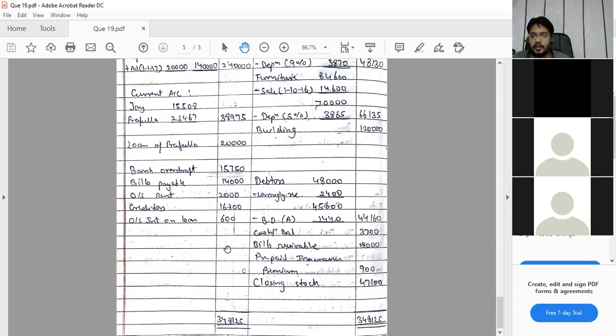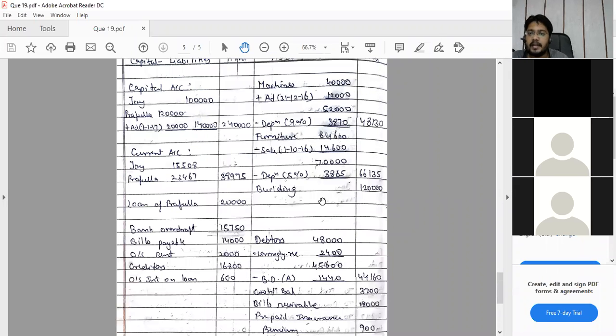So total of the liability is 3,48,125, and on the asset side 3,48,125. Right? So this is how you can complete this sum, and you can tally this sum. If you have any questions, please raise your question.